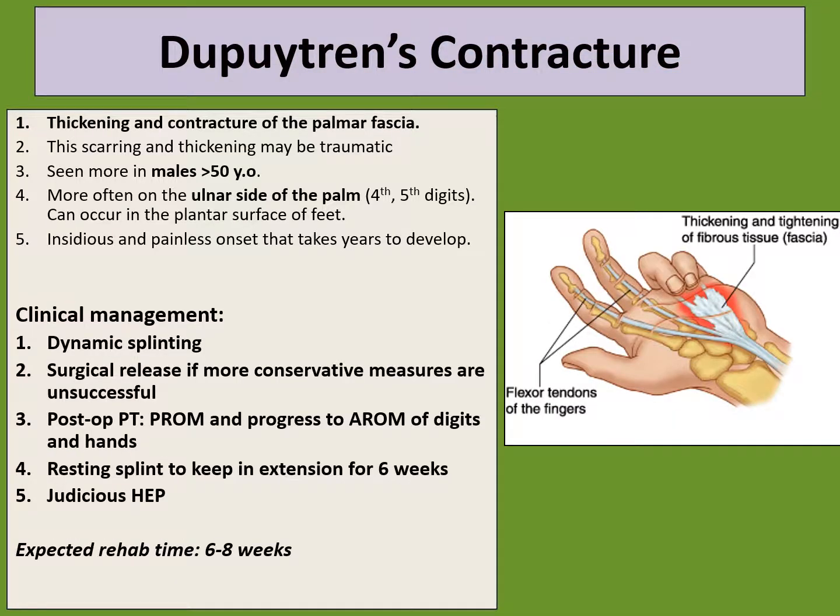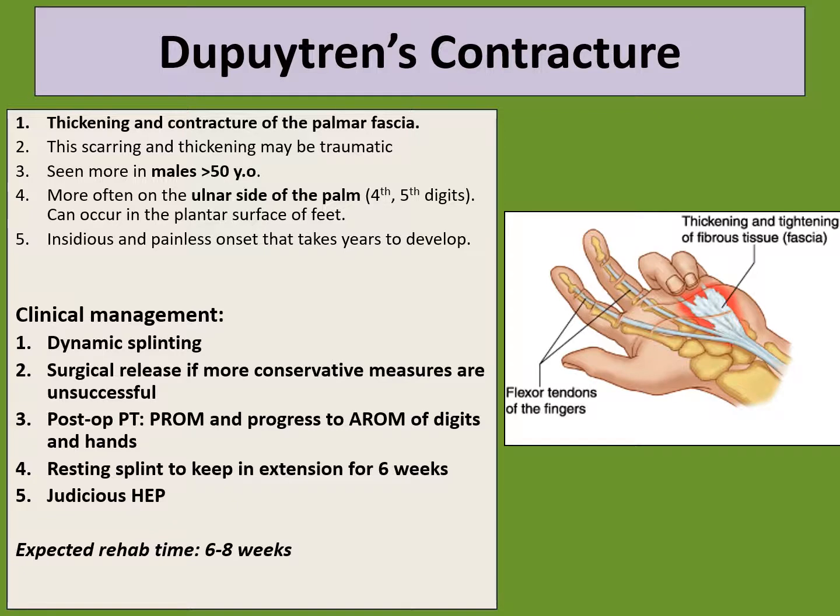Dupuytren's contracture is a result of overactive fibroblasts that lay thickening or contracture of the fascia on the palmar surface of the hand. Often it'll be on the ulnar side, encompassing the 4th and 5th digits. We can often see it occurring in the feet too, on the plantar surface. Usually the onset is insidious and painless and takes a long time to develop, even years.